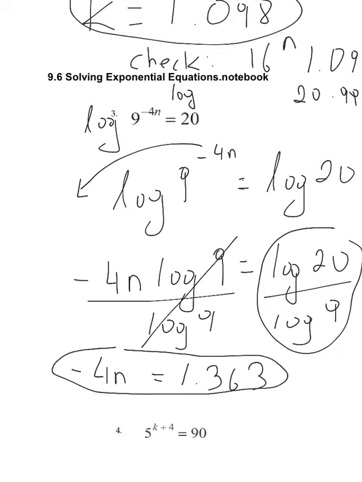How do I get n by itself? Divide by negative 4. So if you divide by negative 4, my answer is approximately n is equal to negative 0.341 if I round. Okay, so please take good notes here and try number 4 as well.